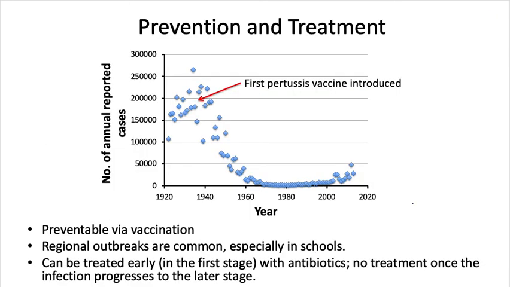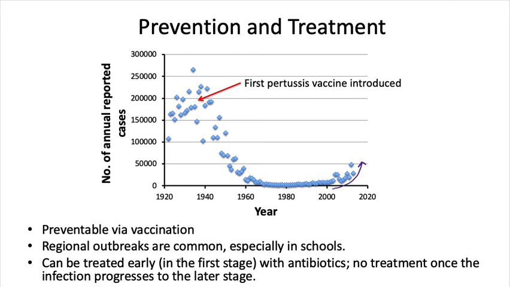Now, whooping cough is a vaccine-preventable illness. The pertussis vaccine was introduced in the mid to late 1930s. Following the introduction of the vaccine, the number of cases dropped to nearly non-existent. And since the 1980s, and especially since 2000, the number of cases has started to increase again, likely due to the lower rates of vaccinations. There are outbreaks that are reported. That is not uncommon now, and schools are one of the locations where outbreaks are common.